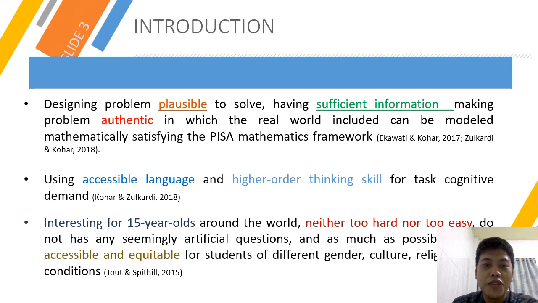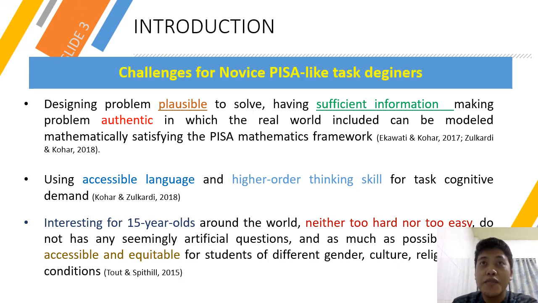As novice PISA-like task designers, they have met some problems or challenges in designing PISA-like mathematics tasks. Some of them are that PISA-like tasks should be plausible and have sufficient information, make the problem authentic, and use accessible language and higher order thinking skills. And then the problem should be interesting for 15-year-olds, neither too hard nor too easy, and accessible and equitable for students of different genders, cultures, religions, and any conditions.